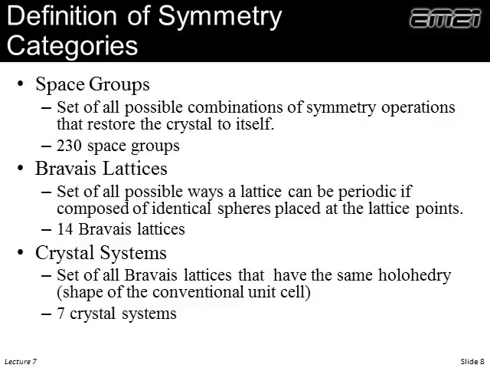So, as I mentioned, we can talk about space groups. There's 230 of those. Much more commonly, and what we'll talk about in this class, are the 14 Bravais lattices and then the 7 crystal systems.